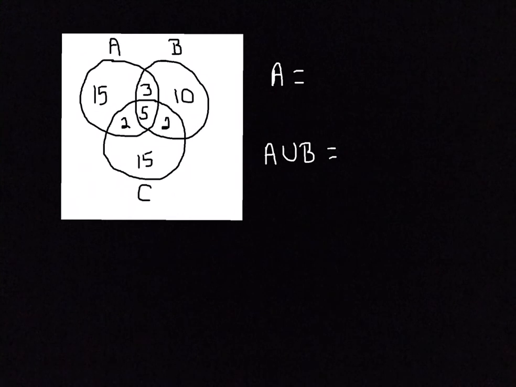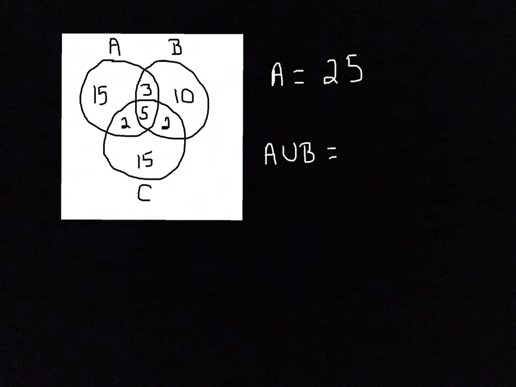Let's take a look at 2 examples. This one right here, I have a Venn diagram, and the first question is how many elements does set A have in it? So you look here, it's not just 15, it's everything in A. So you've got 15 plus 3 is 18, plus 5 is 23, plus 2 is 25. So it's a total of 25 in A.